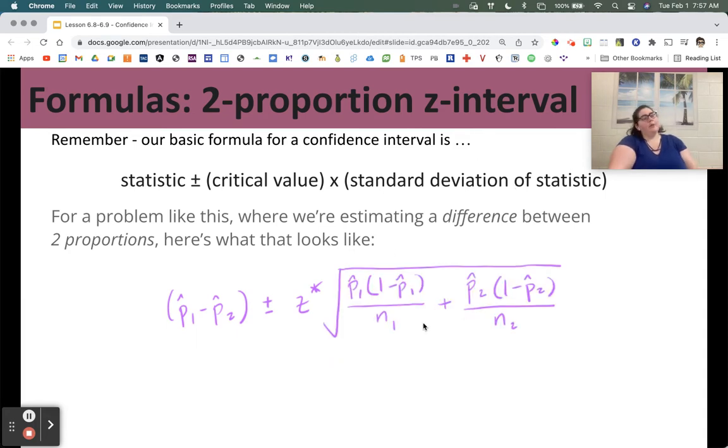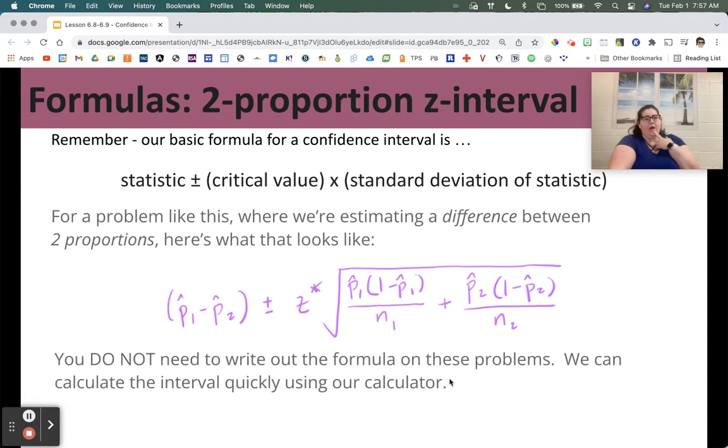And again, if you remember when we talked about sampling distributions for a difference of proportions, it was a similar thing. It was just p instead of p hat. But essentially, you're just doing the standard error formula for one proportion, and then you're adding on the second group under the same square root.